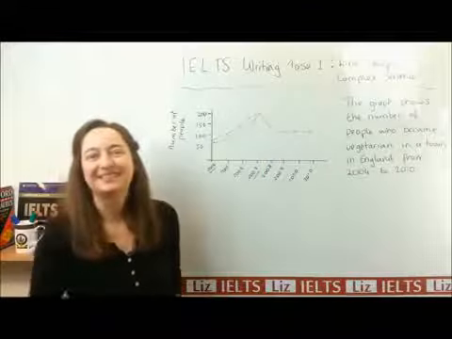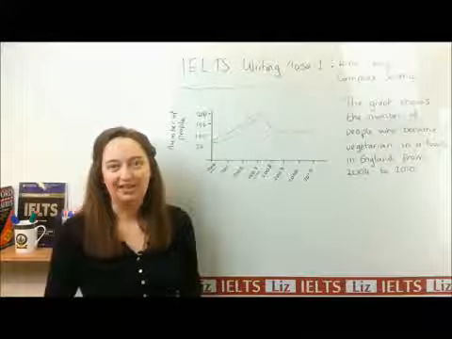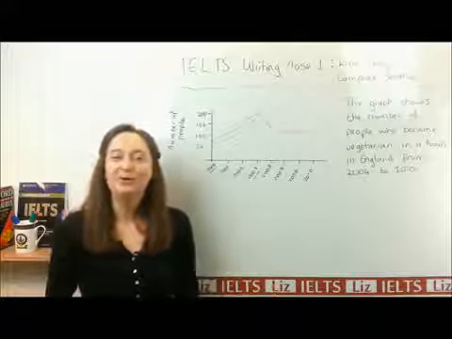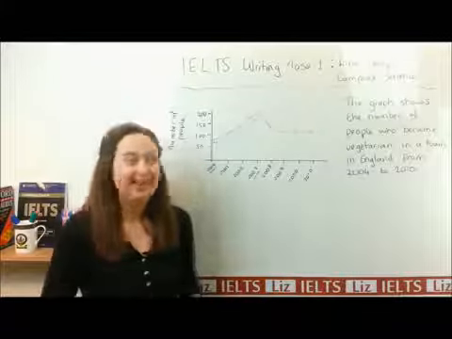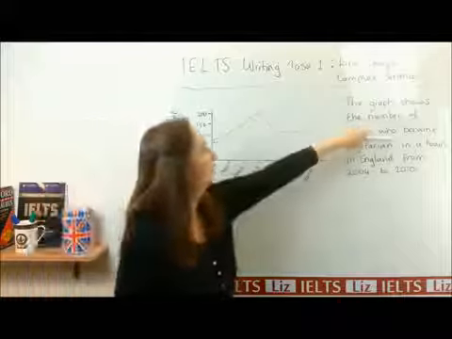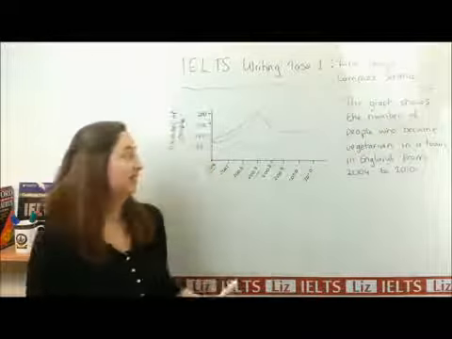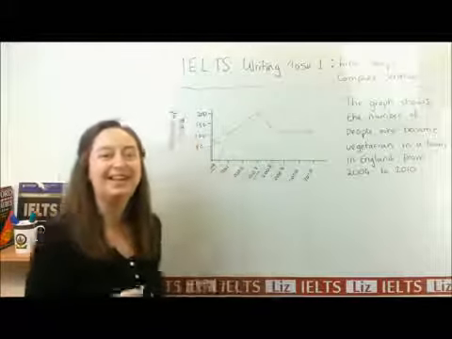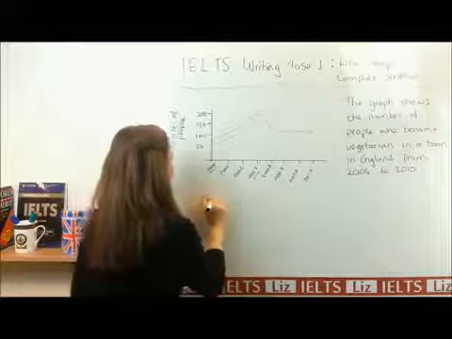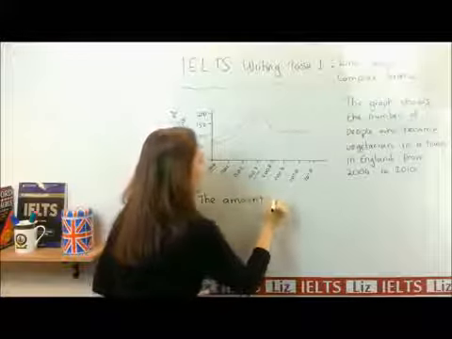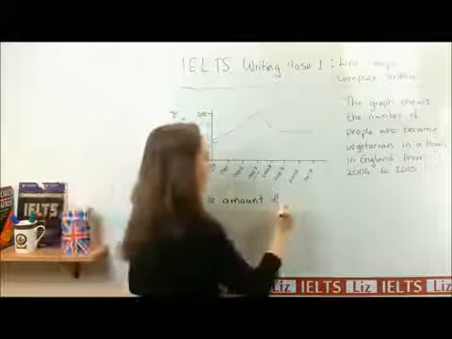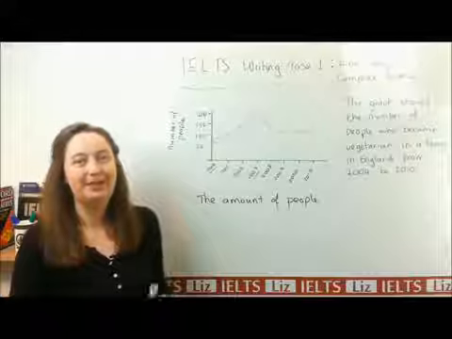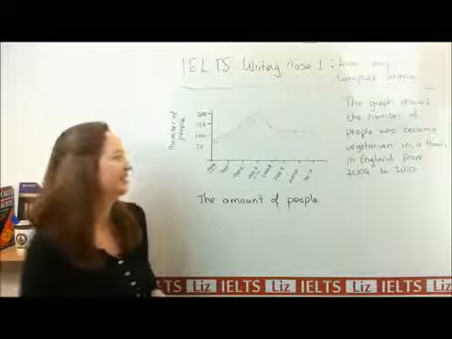Let's start the sentence. Now we start with a subject, and for this one the subject is quite long. There's quite a lot of information we can use. Now normally we start with the number of, but IELTS already use that word. Let's paraphrase it and let's use the amount of. And of course it's the amount of people. We can't really paraphrase people, so we need to keep that word.